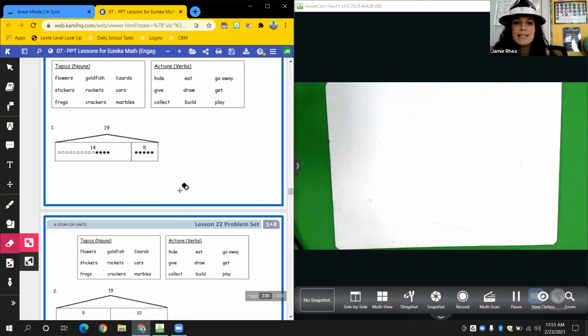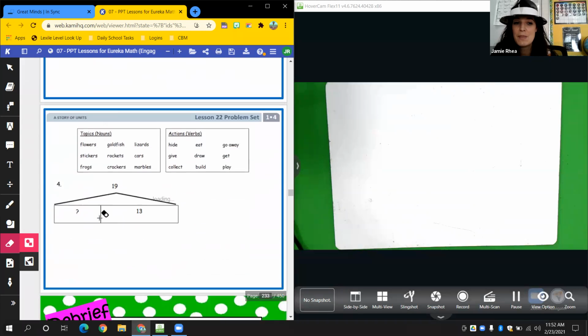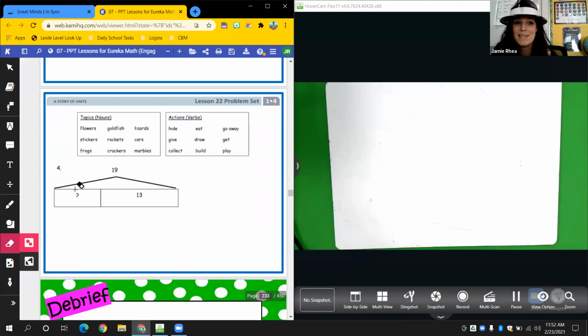So this is going to give you a tape diagram. Okay, you have 19 is your total, 9 and 10 are your parts. It gives you some topics and some actions to use if you want to use them. So you're going to type out or write out, you need to be able to read it, what your story problem is going to be, okay? It has to match this.